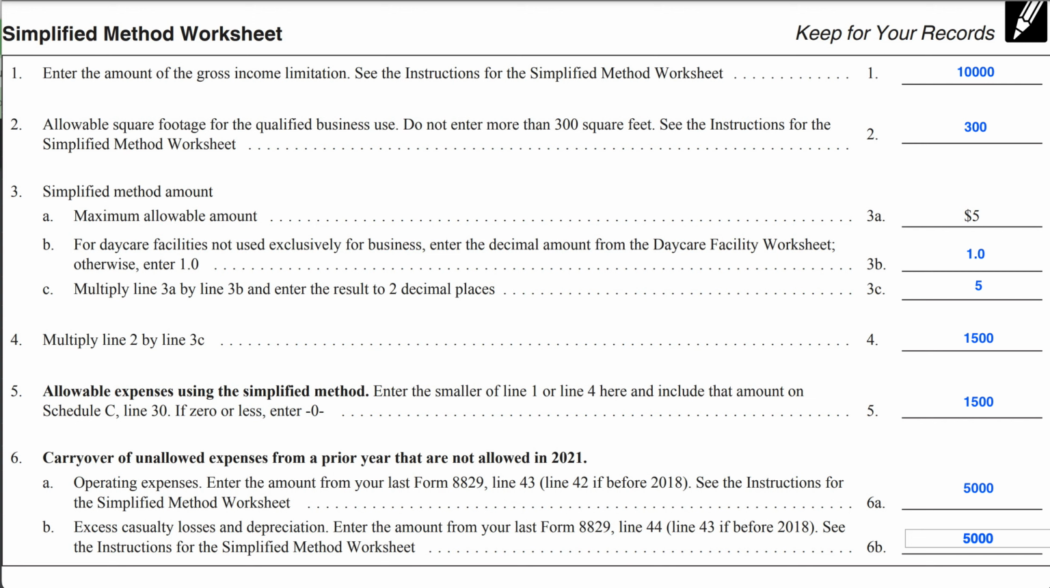You can use one method in one year. You can use the other method in a subsequent year. However, you cannot use both methods to calculate two different deductions for the same business use of your home in the same tax year.